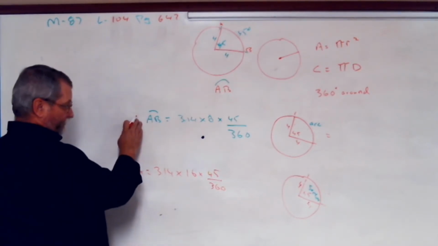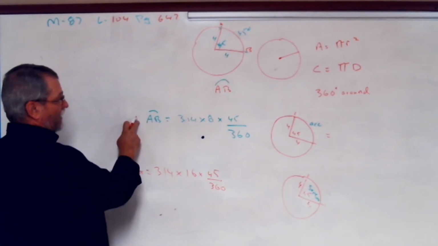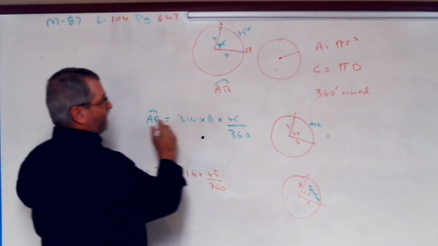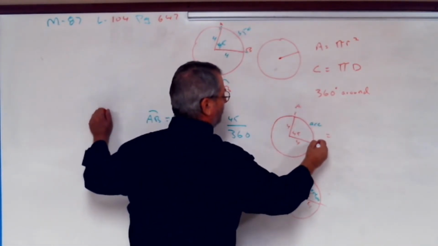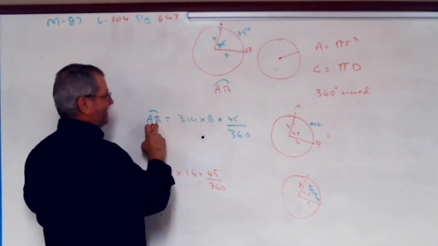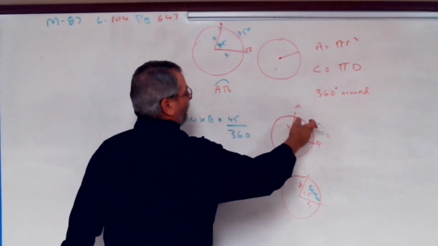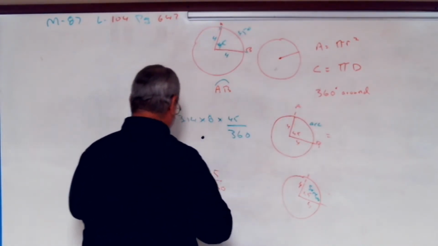This one here is the arc, the distance from A to B. This is the distance, the arc measure, right here on the outside. Okay?